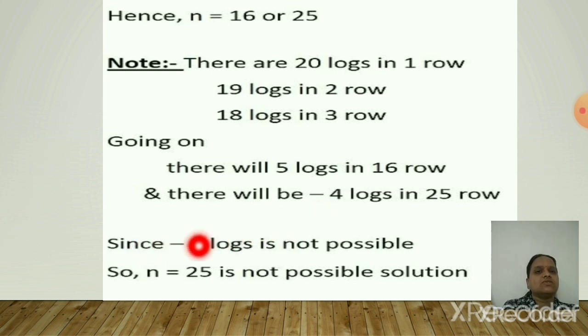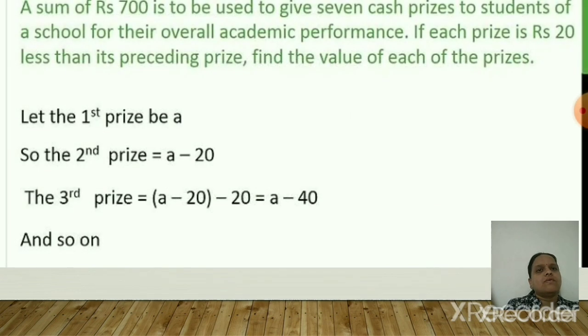Since minus 4 logs is not possible, we can say n equal to 25 is not a correct solution. So what will be your final answer then? n equal to 16 is nothing but your final answer. Therefore, we will now start with the next sum.